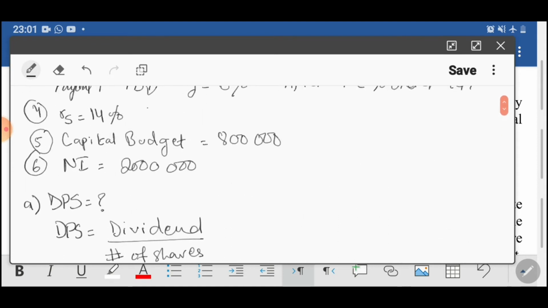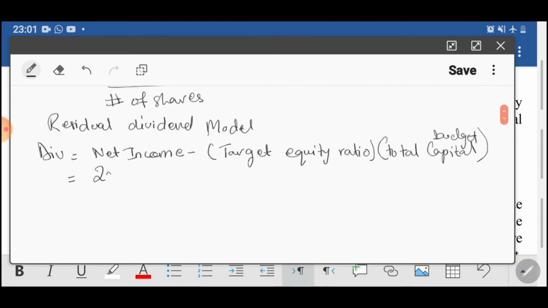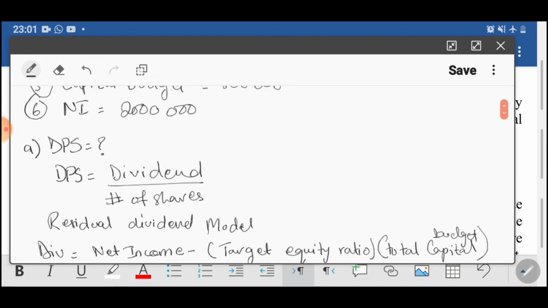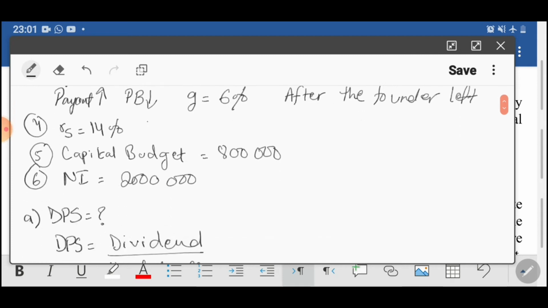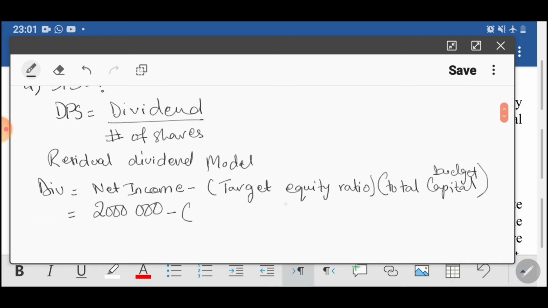Net income. Net income is 2 million. So this is 2 million. Target equity ratio. They didn't tell us the target equity ratio, but in the beginning they said that the business has all common equities. So there is no debt and there is no preferred stock as well. So if the weightage of debt and preferred stock is 0, it means common equity is 100%. 100% means this is 1. The target equity ratio is 1.